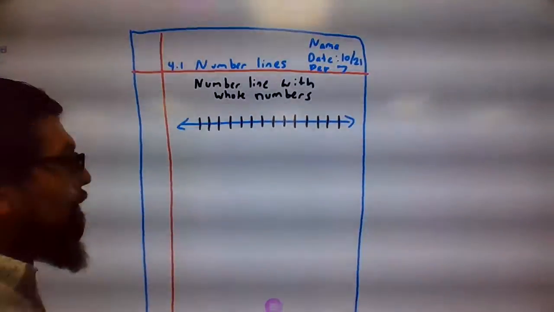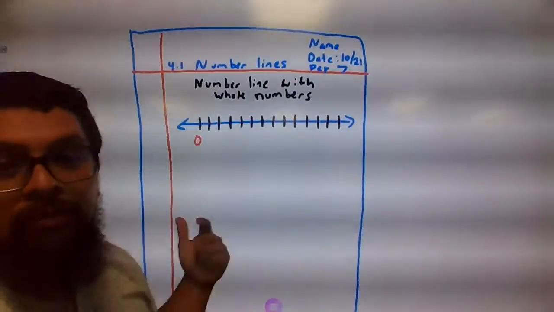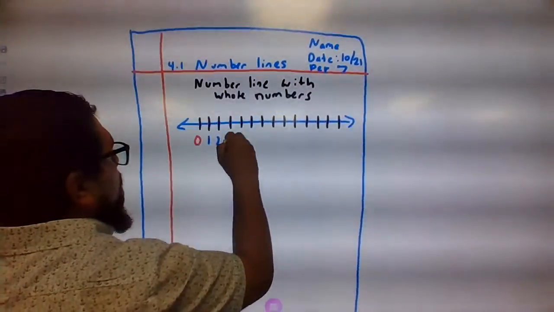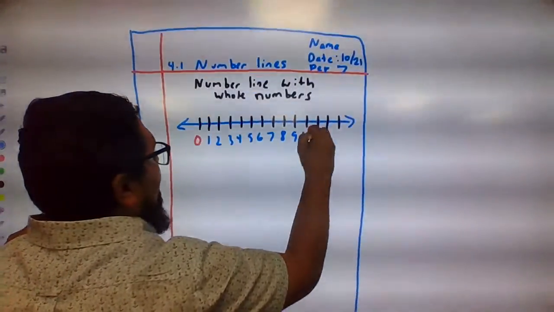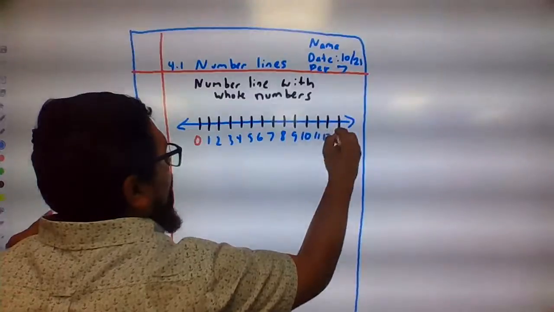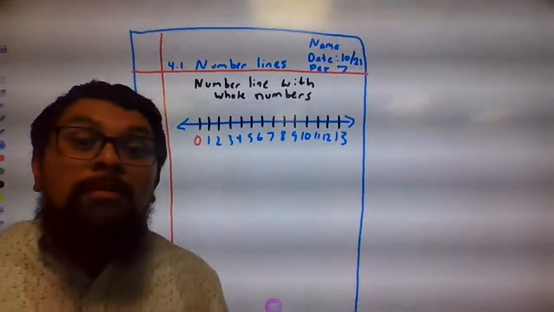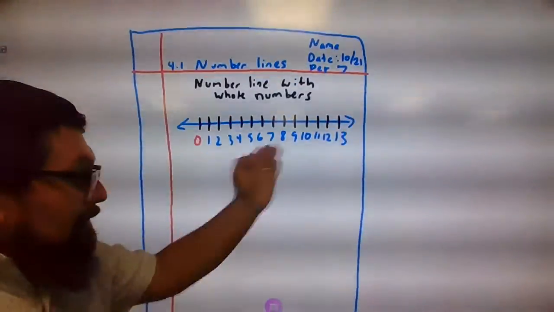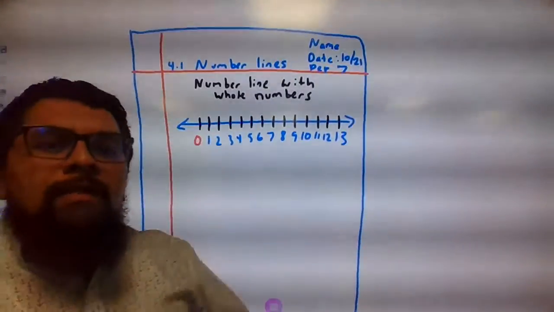There it is. With whole numbers, you always start with zero, and then go on to 1, 2, 3, 4, 5, 6, 7, 8, 9, 10, 11, 12, 13. You just drew a number line. Make sure you copy this on your paper. This is a number line, and this one goes up to 13.